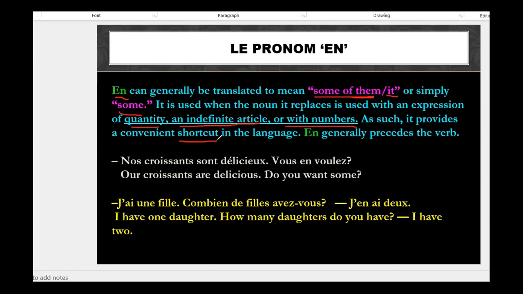Again, we discussed last time also that on utilise les pronoms pour éviter les répétitions. We do not have to repeat. To avoid that repetition, we use it as a shortcut in the language.